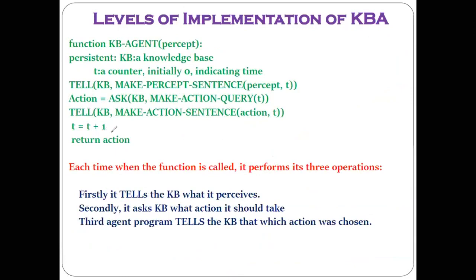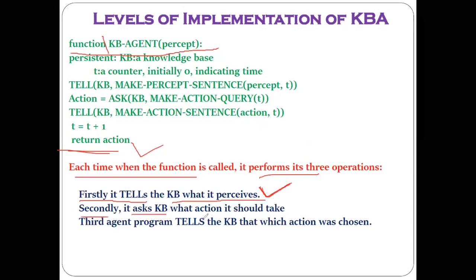And lastly, after doing all this, we are returning some action, that is, what action is to be performed. Each time this function, KB agent percept, gets called, three operations are performed. Firstly, the tell operation. It tells the knowledge base what it perceives. Perceive in the sense of taking the input from the environment, sensing something from the environment.